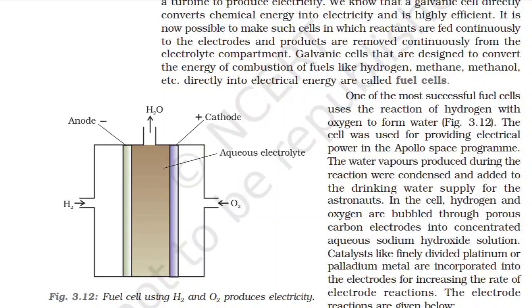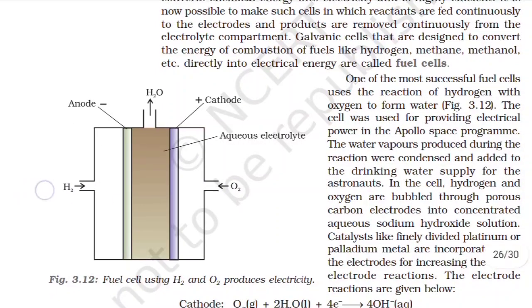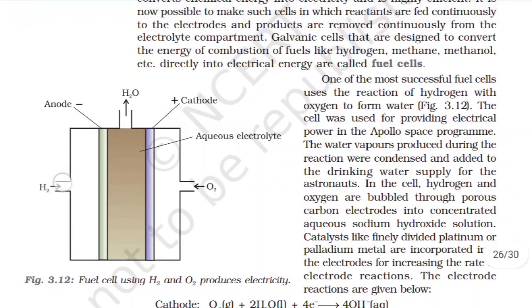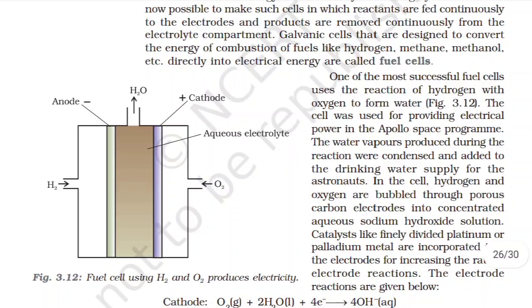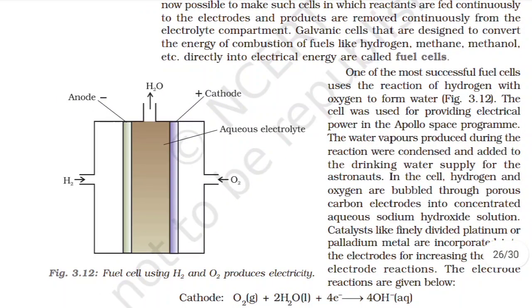When we use these gases, we need to use this diagram also. For example, I am sending hydrogen from this side and oxygen from this side. I will explain how electricity is generated from this diagram. Here also an anode is required and a cathode is required.